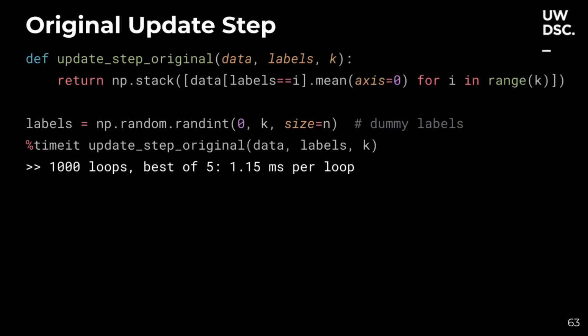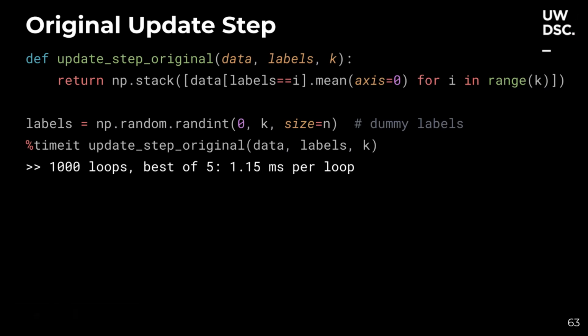So this is our original update step. I explained what was going on earlier in the Colab. We take the average of all the data points within each cluster, and we stack them all together to get our new centroids. Looking at this code now during the presentation, it's not the clearest code. I could have written this differently, but it is what it is. This code is actually pretty fast already. It only takes a millisecond to run, which is great.